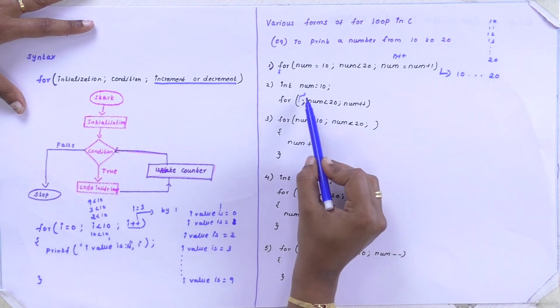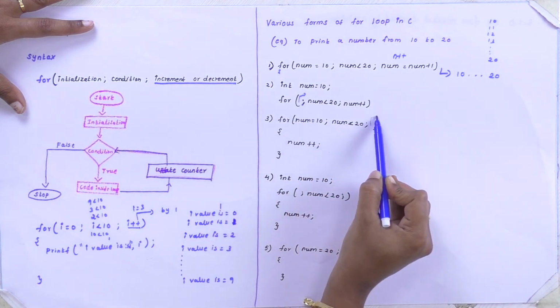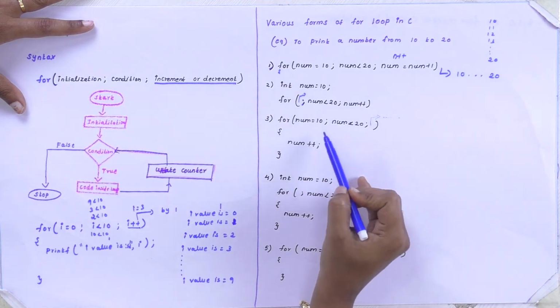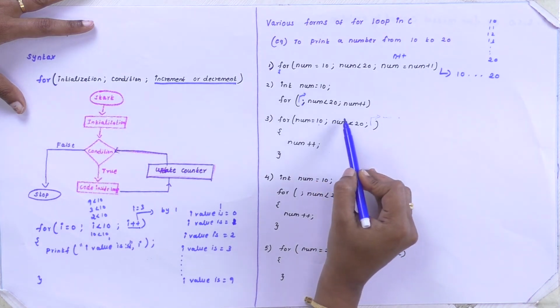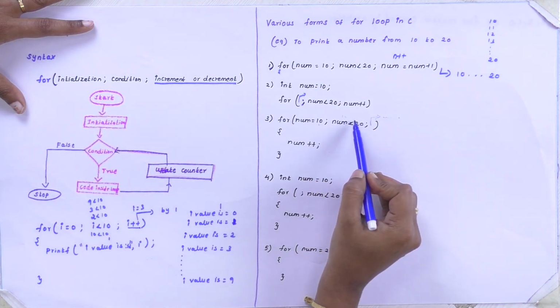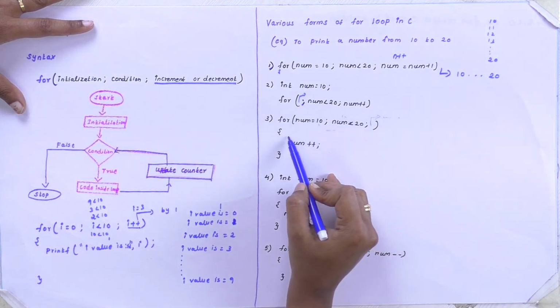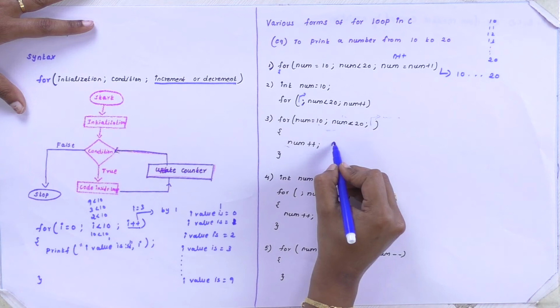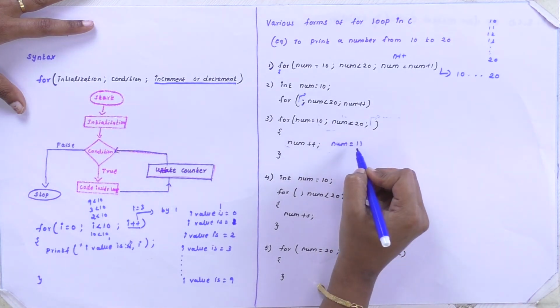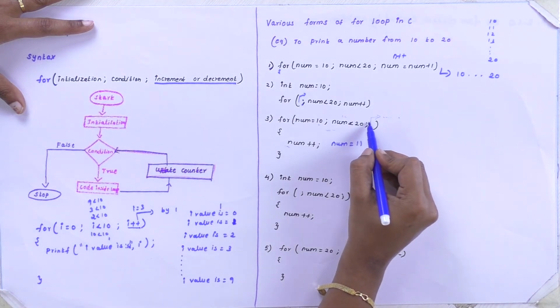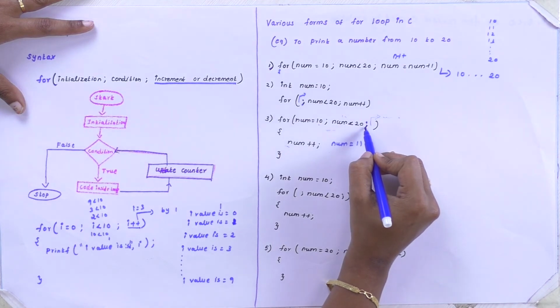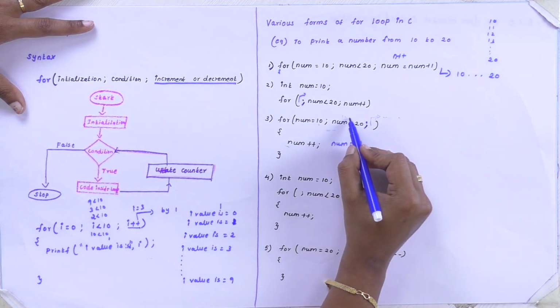Next one, here I didn't mention any update counter. So likewise, num equal to 10, num less than 20. It will first do the initialization part, and the condition 10 less than 20 will be true. Then when the condition is true, it will enter into the loop, and num plus plus, the num value will be 11. Again it will come to this update counter part. I didn't mention any update counter, but you have to mention this termination. When the compiler sees this termination, it will go for condition checking.